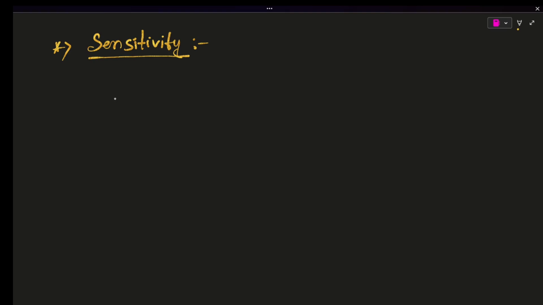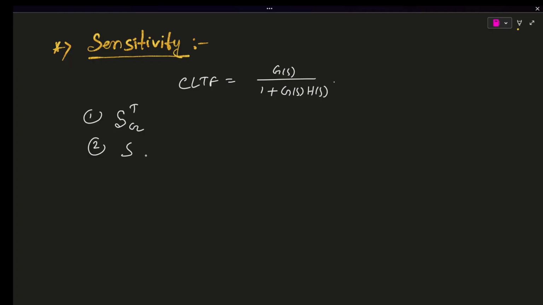Hey guys, in this video we will see the expression for sensitivity and we will derive it. So we know that the value of our closed loop transfer function or CLTF equals G(s) by 1 plus G(s) H(s). So we will determine the sensitivity of the system with respect to G and with respect to H. In the first case, we will see the sensitivity of the system with respect to G. Then we will derive it with respect to H.